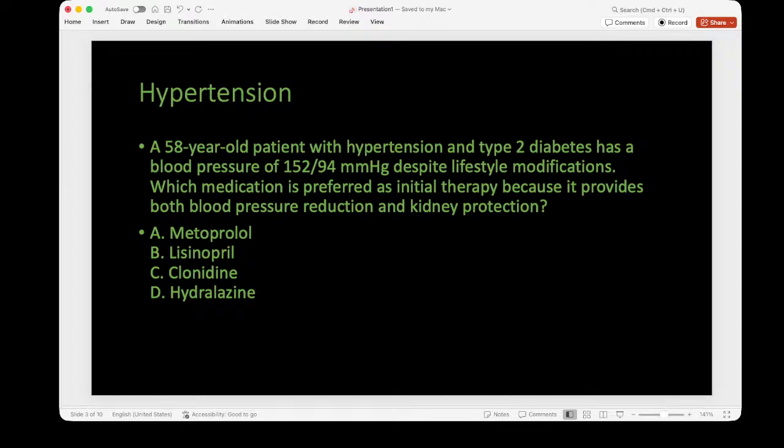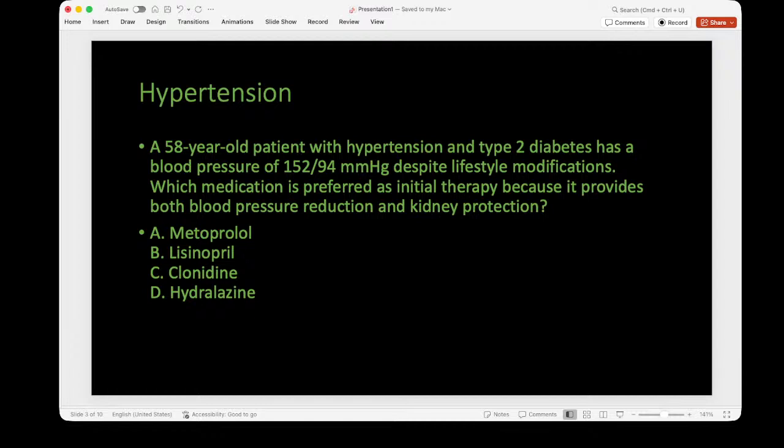Let's look at some questions here. First one's dealing with hypertension. A 58-year-old patient with hypertension and type 2 diabetes has blood pressure of 152 over 94 millimeters of mercury despite lifestyle modifications. Which medication is preferred as an initial therapy because it provides both blood pressure reduction and kidney protection? So there are 4 choices here. The first one is metoprolol.